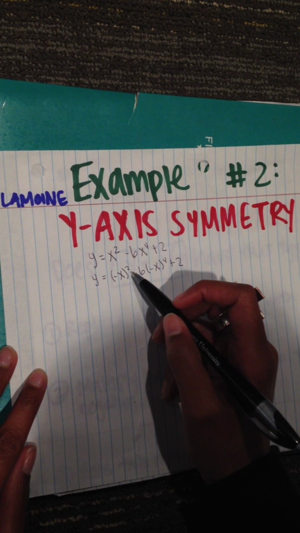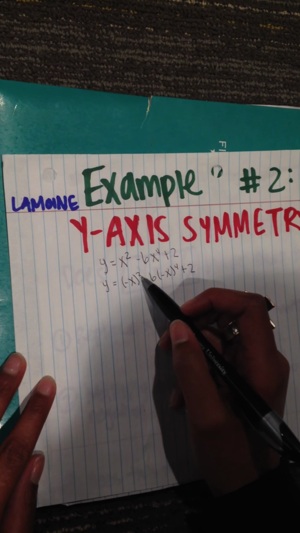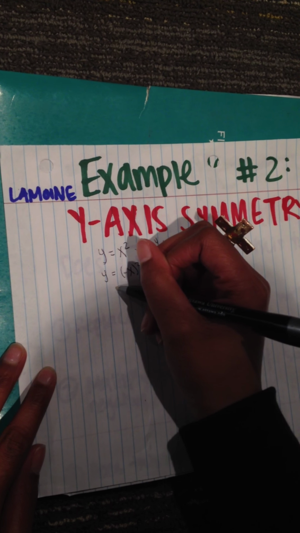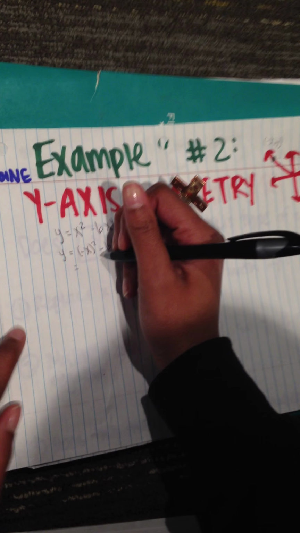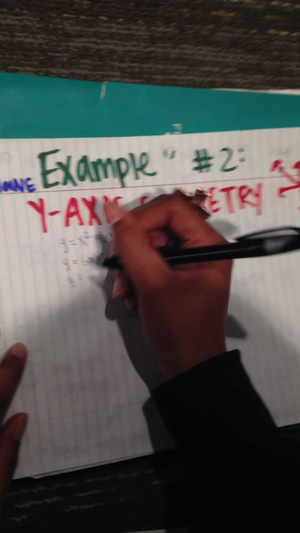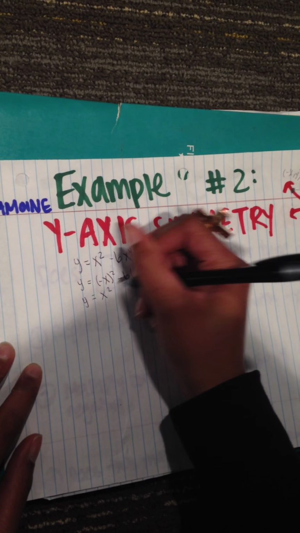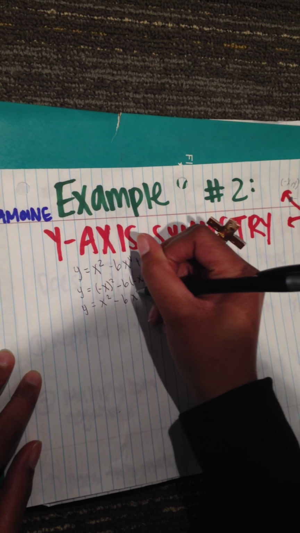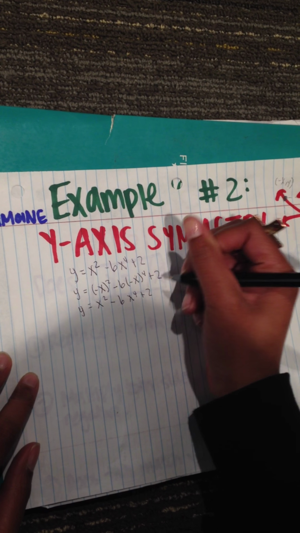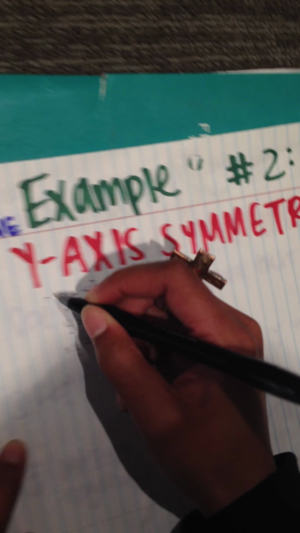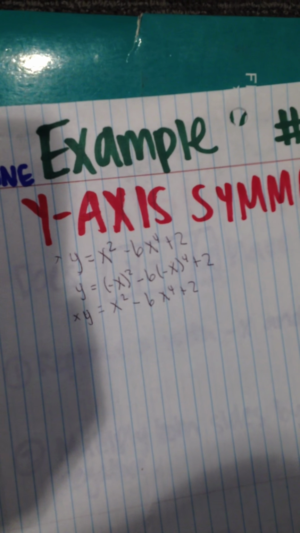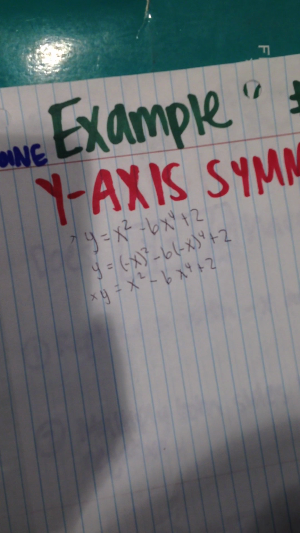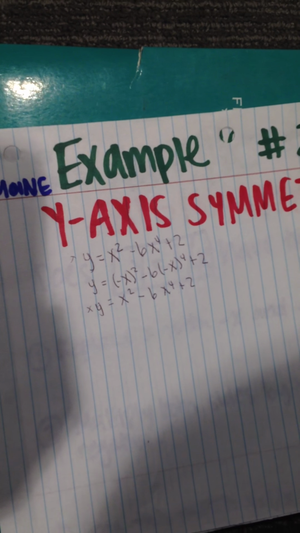Because the exponents are even, they will be positive. So now we have x squared minus 6x to the fourth plus 2. As you can see, both of these equations are the same. After simplifying, we get the exact same equation. Therefore, there is symmetry about the y-axis.